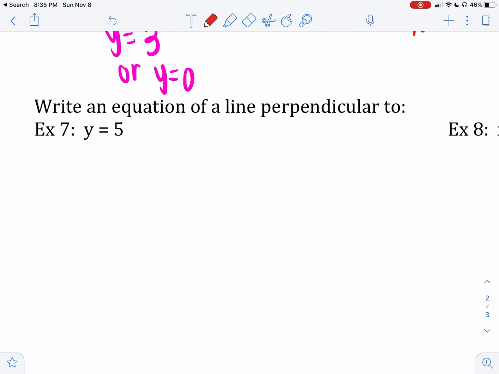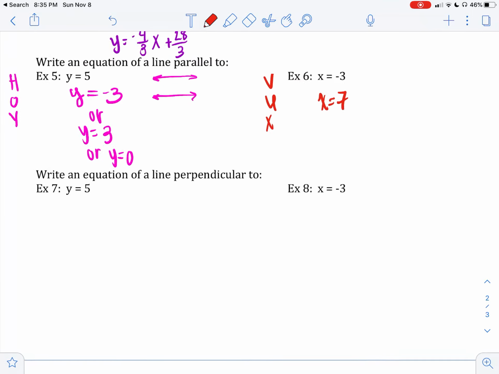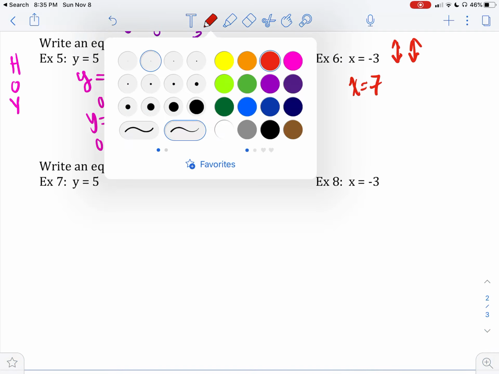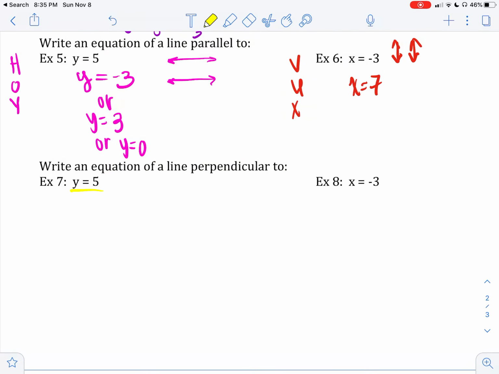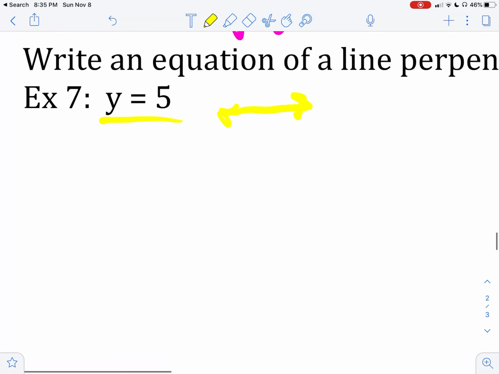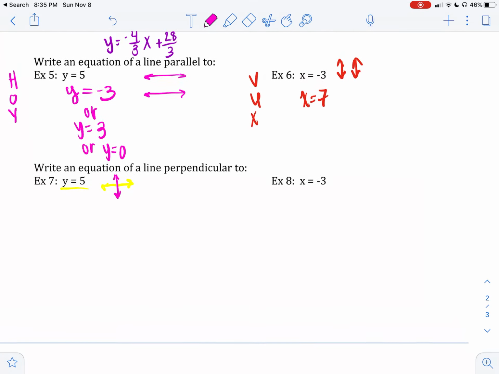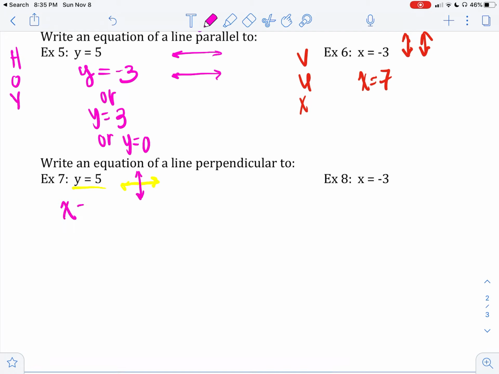Okay, if we want to write an equation of a line perpendicular to y = 5, that is a horizontal line. So if we want a line that is perpendicular to that, we want a vertical line. How do we represent vertical lines? x =. So you would have x = and then any number. For some reason I keep picking 3. So you could have x = 3, x = 10, x = -7, any number there as long as it is vertical.